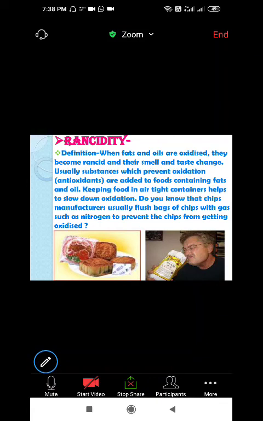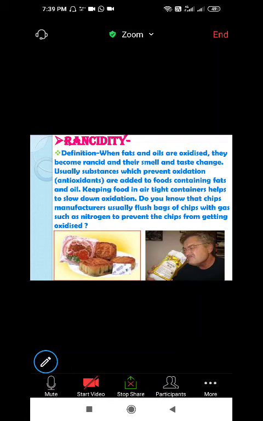Next, we have rancidity. As I said, the second effect of oxidation, right? If I want to explain rancidity in very simple terms and language, then I can say rancidity means spoilage. Spoilage of food items is known as rancidity, right? What do we mean by spoilage? Spoilage means bigad jana, right?